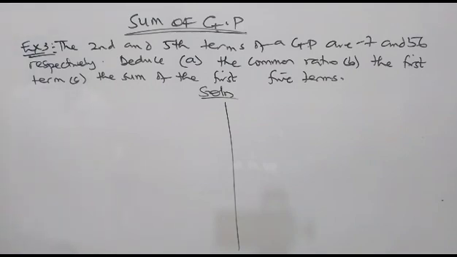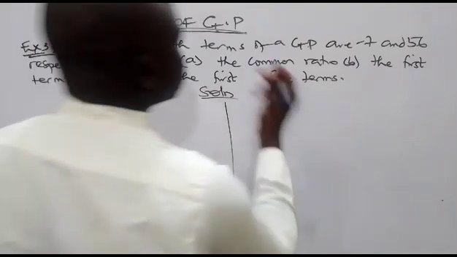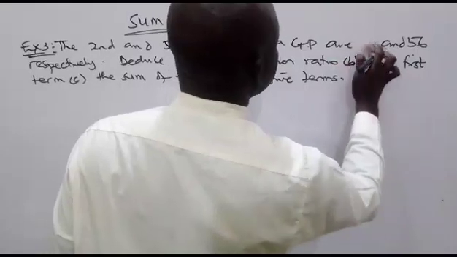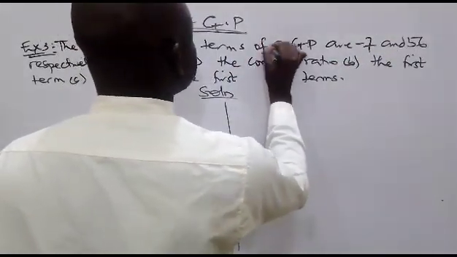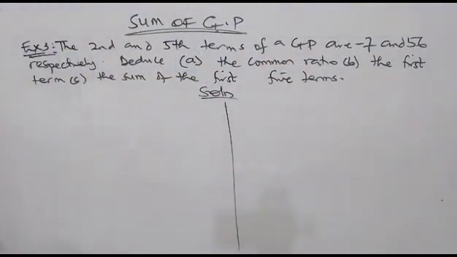We still want to take further examples under the sum of a GP, like the example we have on the board. The question says that the second and the fifth terms of a GP are minus 7 and 56 respectively. We want to deduce, first, the common ratio. The second question, we want to find the first term. And the third question is the sum of the first 5 terms.